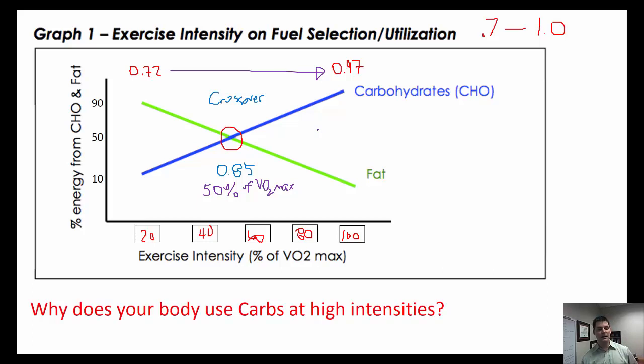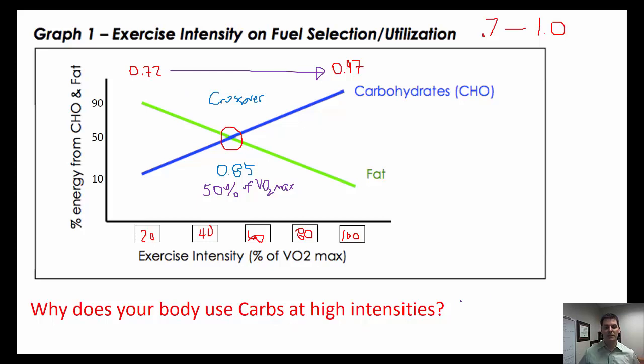As we think about this, I like to pose the question of what's the physiology and the understanding of why our body would want to use carbs at high intensities. Why not use fats? This ultimately goes back to the efficiency issues. Carbohydrates are more efficient at producing ATP at high intensities.